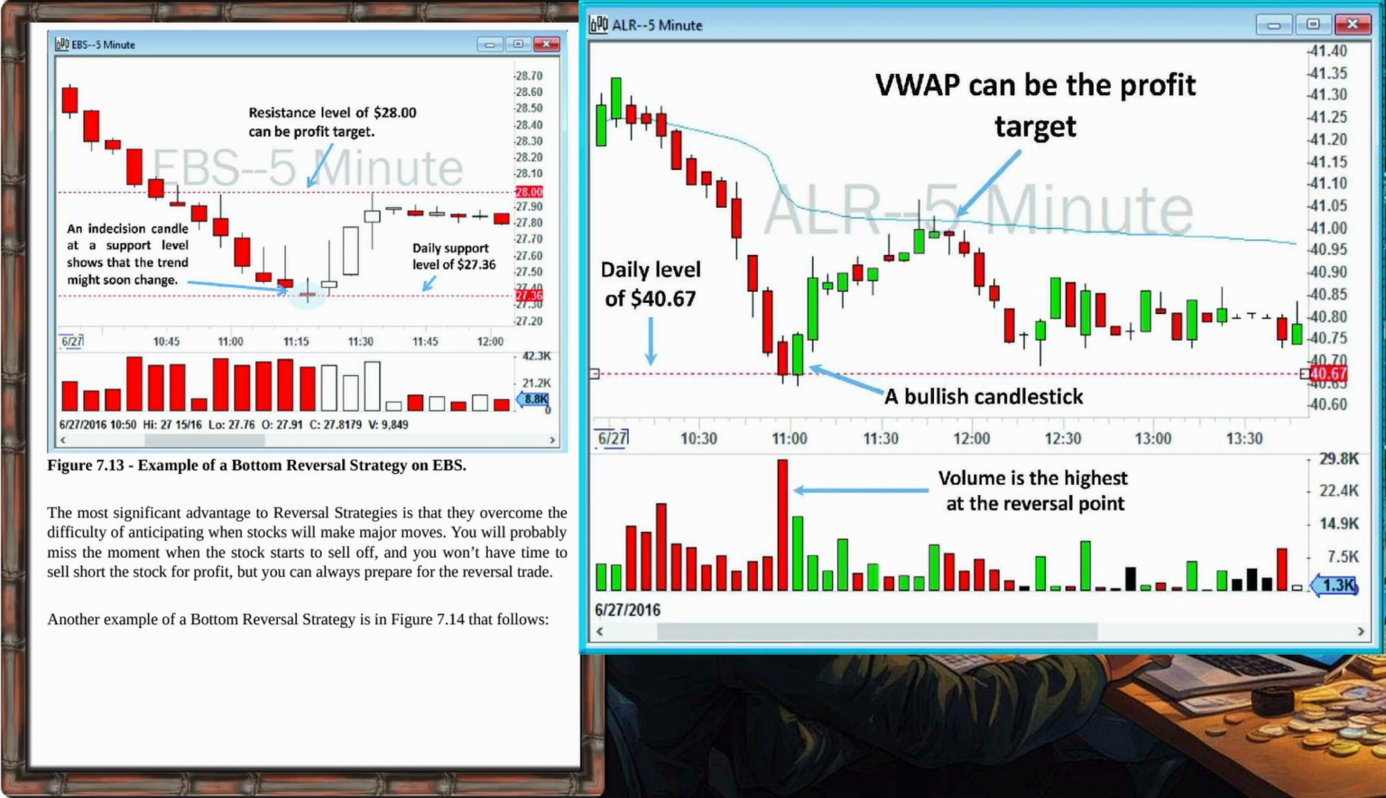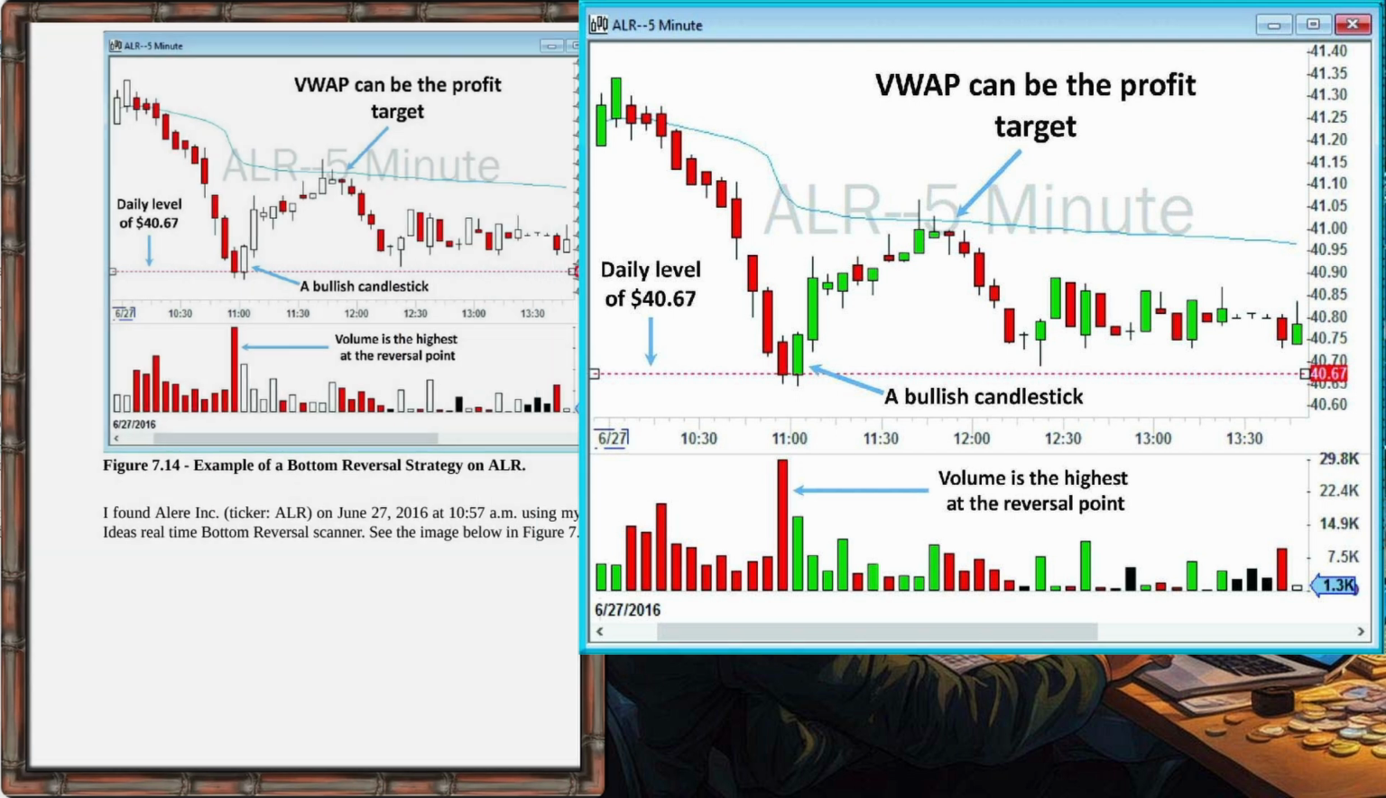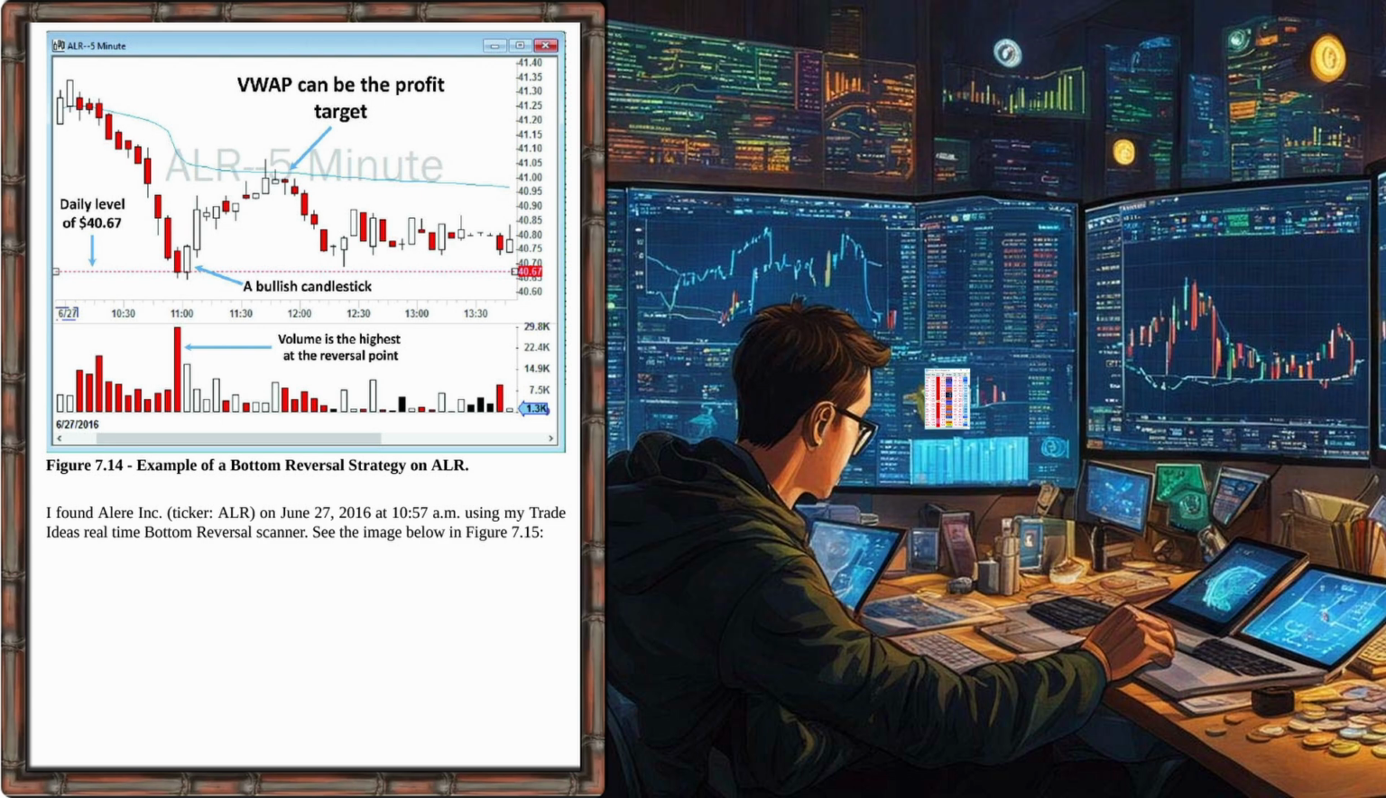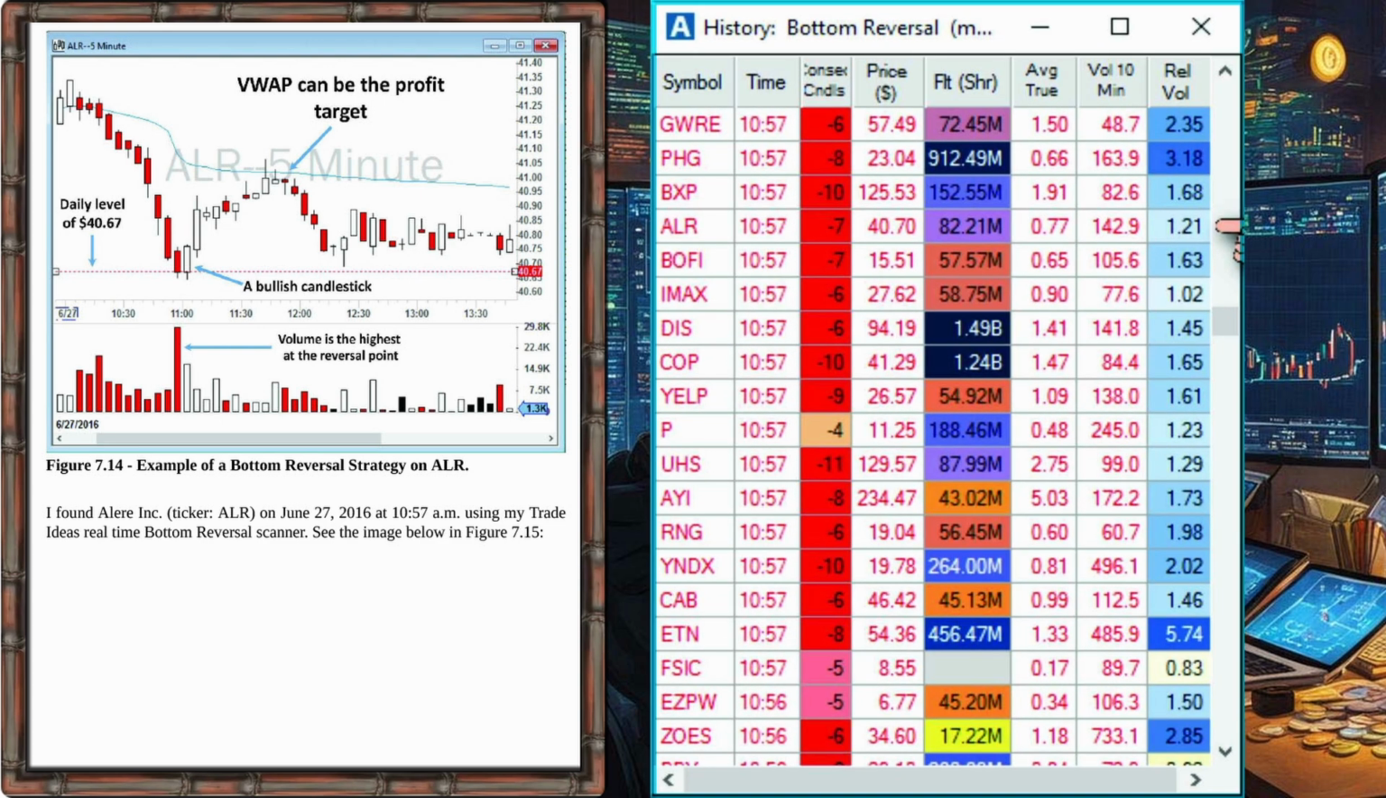Another example of a bottom reversal strategy is in Figure 7.14 that follows. I found Alir Inc., ticker ALR, on June 27, 2016 at 10:57 a.m. using my Trade Ideas real-time bottom reversal scanner. See the image below in Figure 7.15.